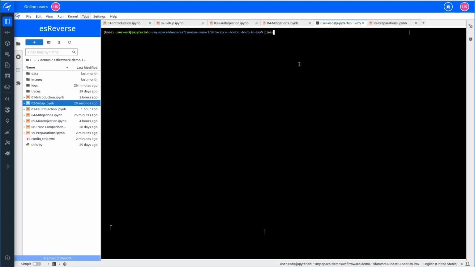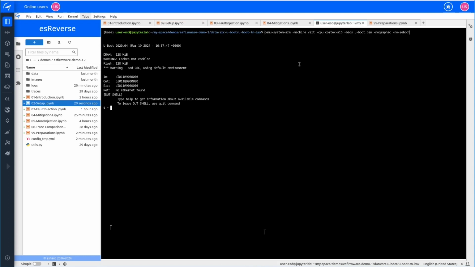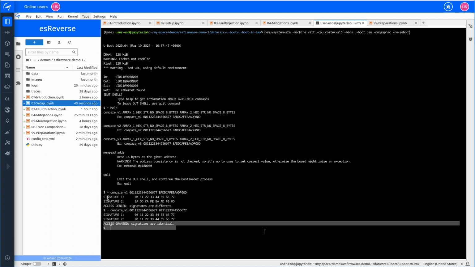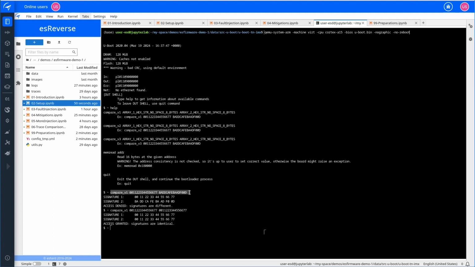If we look at the firmware in action, this is what we have here. So our firmware is running there. We're not doing any injection yet. We're just looking at the behavior that we have. We have our compare v1, and if we run it against two different signatures, we have an access denied as expected. And of course, if we run with two identical ones, we have access granted. That's going to be the target for our demo.